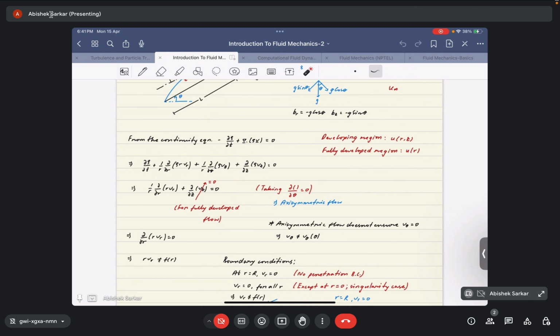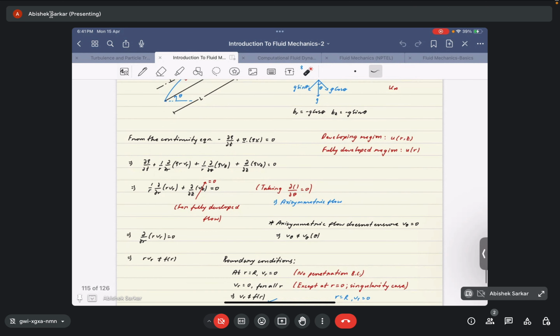Again, since the flow is fully developed, the velocity component along the z direction is only a function of r. So the partial derivative with respect to z will also cancel out because of the fully developed flow assumption. I'm not saying that v_z is 0, but the entire derivative ∂v_z/∂z is 0 because of the fully developed flow assumption. That's why we will have (1/r) ∂/∂r(r v_r) = 0.